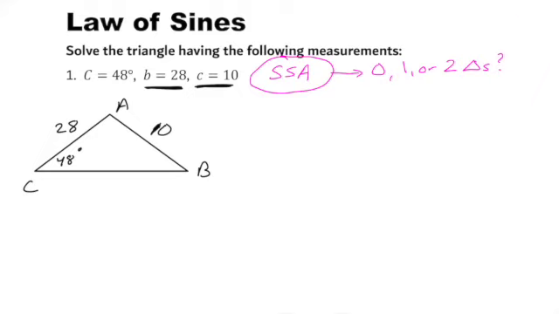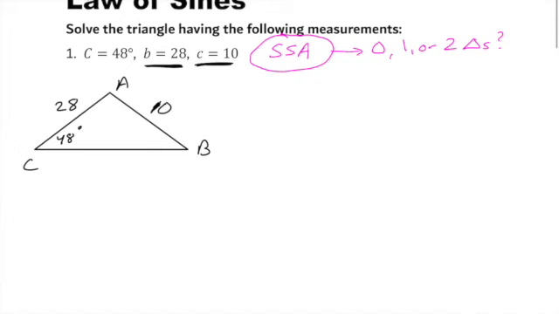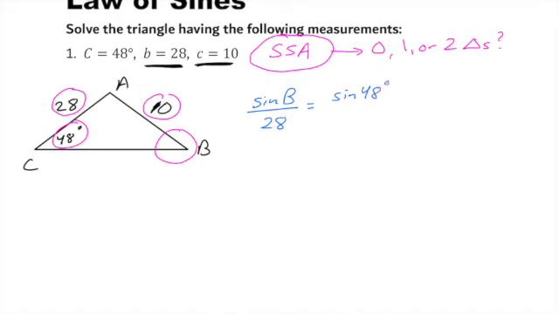So here's one way to tell. We're going to talk about a couple of different ways in these videos, but one way is to just jump in and try to solve for what you can. You have an angle-side pair of angle C and side C, and you only have one other side, which is B. So the only thing you could potentially find is angle B, and that's what we're going to do here. The sine of angle B divided by side B, which is 28, is equal to the sine of our known angle, which is 48, divided by that opposite side of 10.